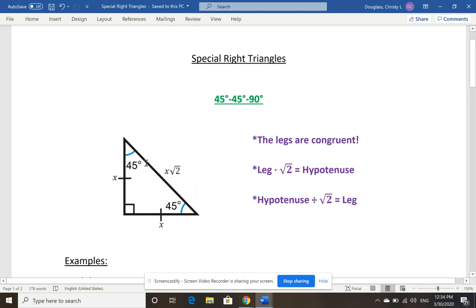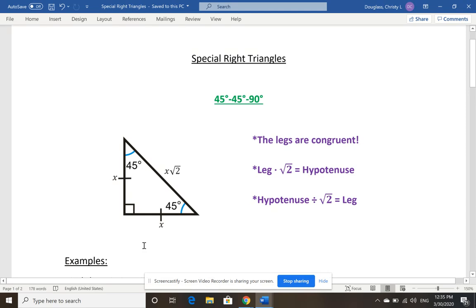So we see here that we learn in geometry that when you have a triangle where two angles are the same, then that means that their corresponding legs are also the same. So this is an isosceles right triangle.